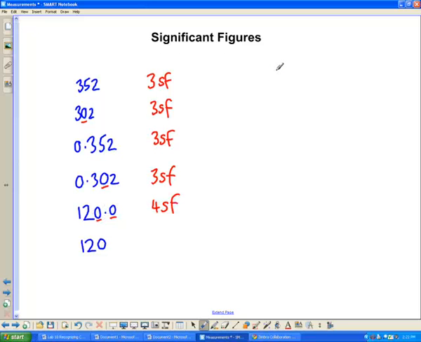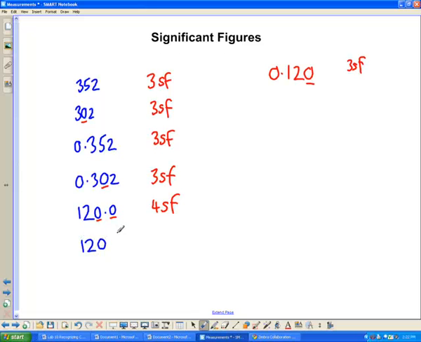Okay, if I was to say something like 0.0120, that 0 would not be significant, that one would, and that would be 3 significant figures too. When we get down to this last number, this is where I need to be specific. There's some ambiguity about this number.